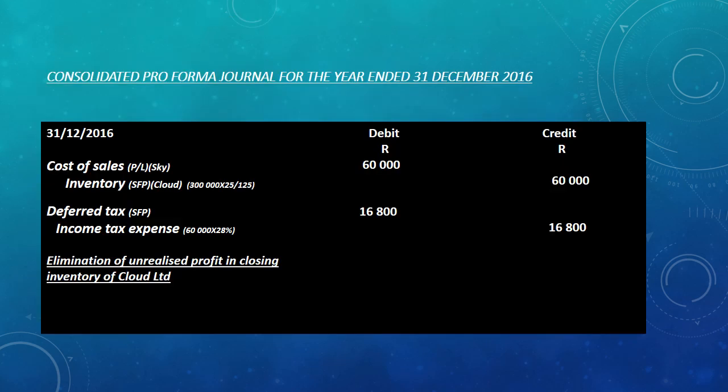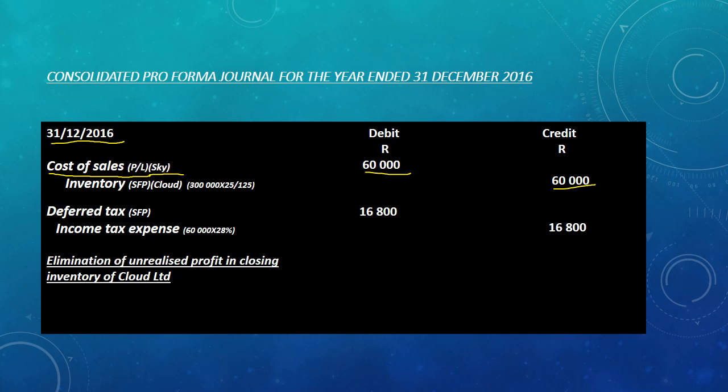Now this is how we're going to perform the pro forma journal for the first year end, which is 31 December 2016. We first have to start off by dating the journal, which is 31 December 2016. In this case, our cost of sales is going to be debited by 60,000 to the profit and loss statement of Sky Ltd, and we're going to credit inventory of 60,000.